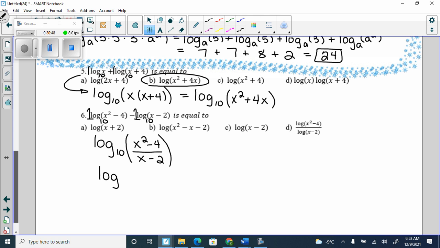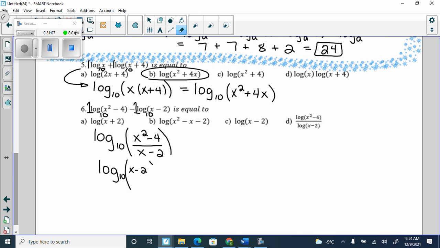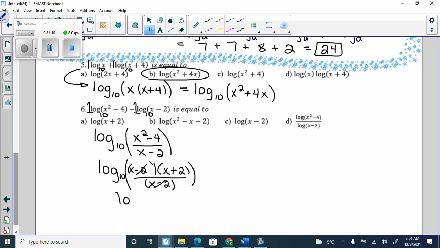So I can drop off the base 10 if I want to. It doesn't matter. I put it there so that you don't try and put something else in it. I find that if you don't have a base 10, you guys will try and slide something else into that base. So there must be something there. So if I put a base 10, then you don't actually slide stuff into it by accident. So we get x minus 2, x plus 2 over x minus 2. And then these cancel, so I'm left with log x plus 2.